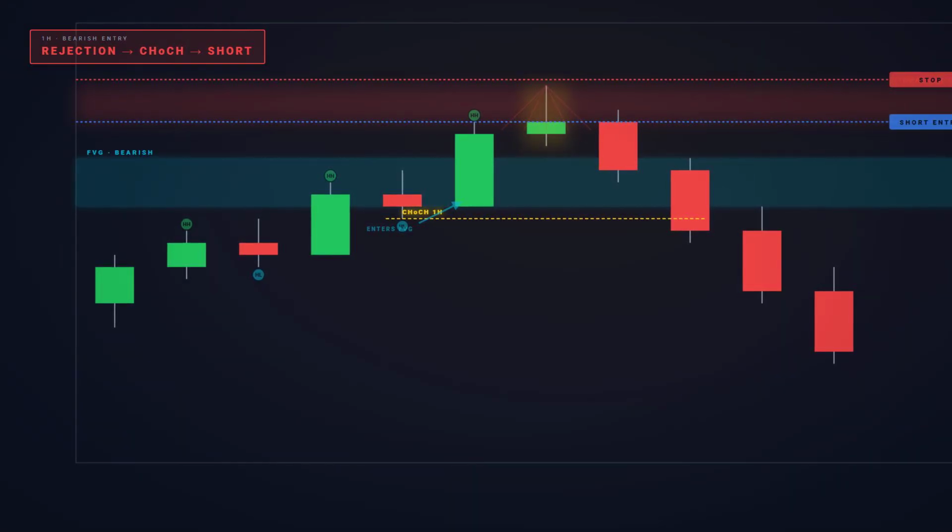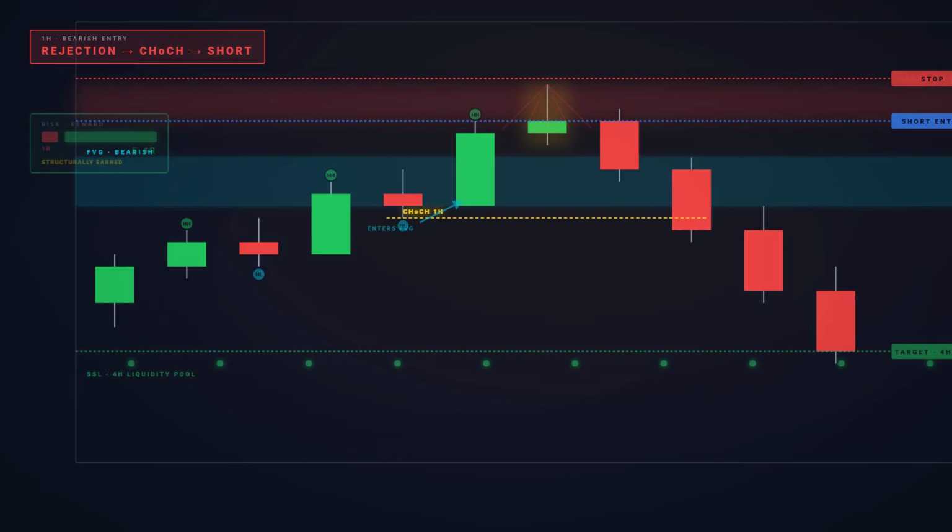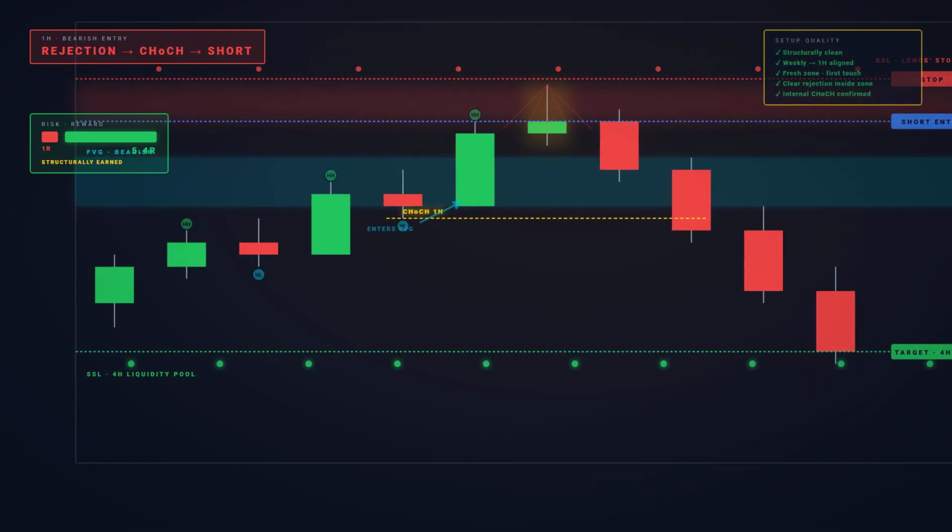Stop above the highest wick that entered the bearish order block zone. Target at the first significant 4-hour sell-side liquidity below, the swing low created by the bearish displacement, where the stop losses of any remaining longs are sitting, and where breakout shorts waiting for that low to be taken have their entry orders. The trade is structurally clean. Every time frame from weekly down to 1 hour is aligned.